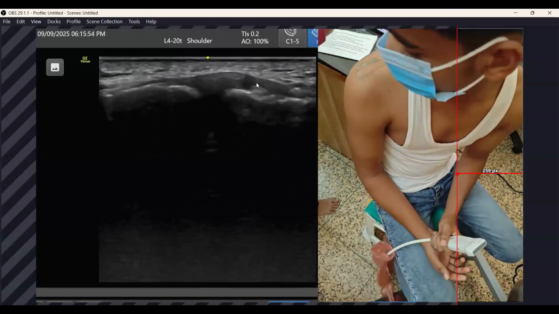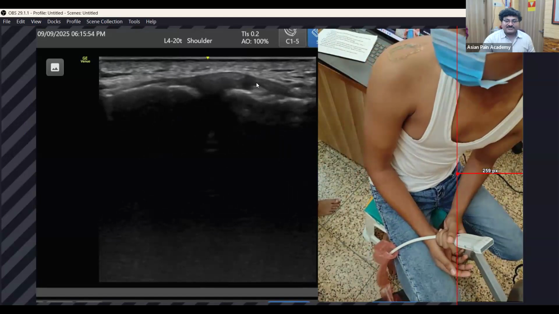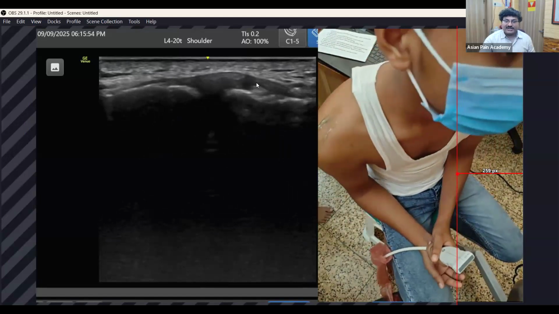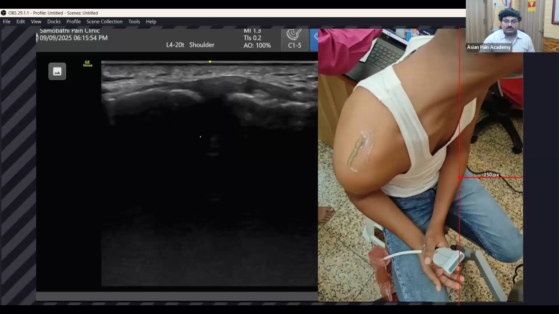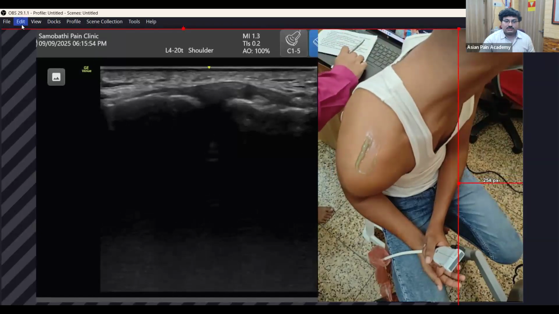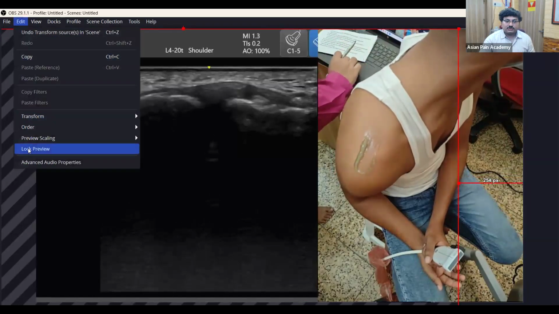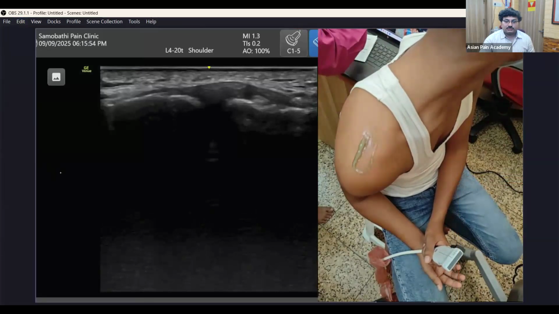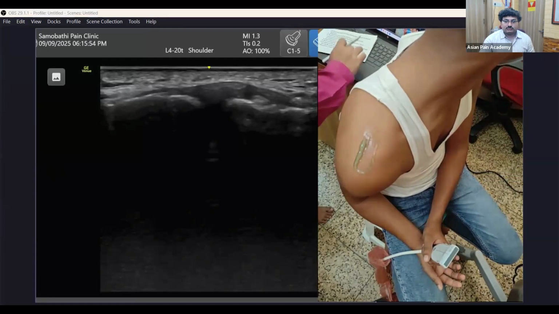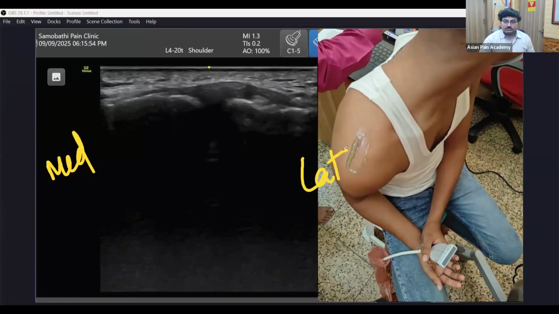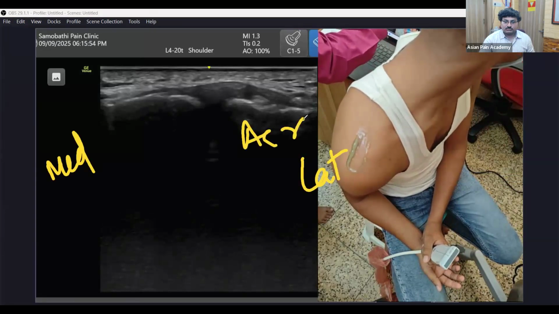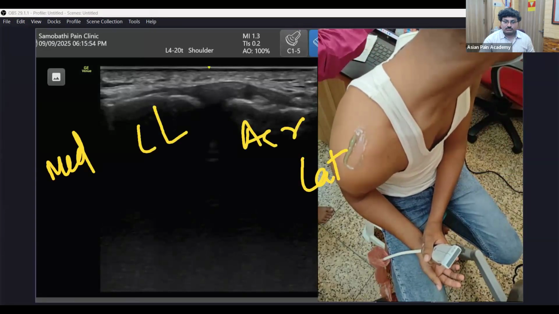Orientation marker on the screen, sir. Yes, the index marker we mostly keep at the left side. Just a minute. This long preview. Medial, lateral, acromion, clavicle.